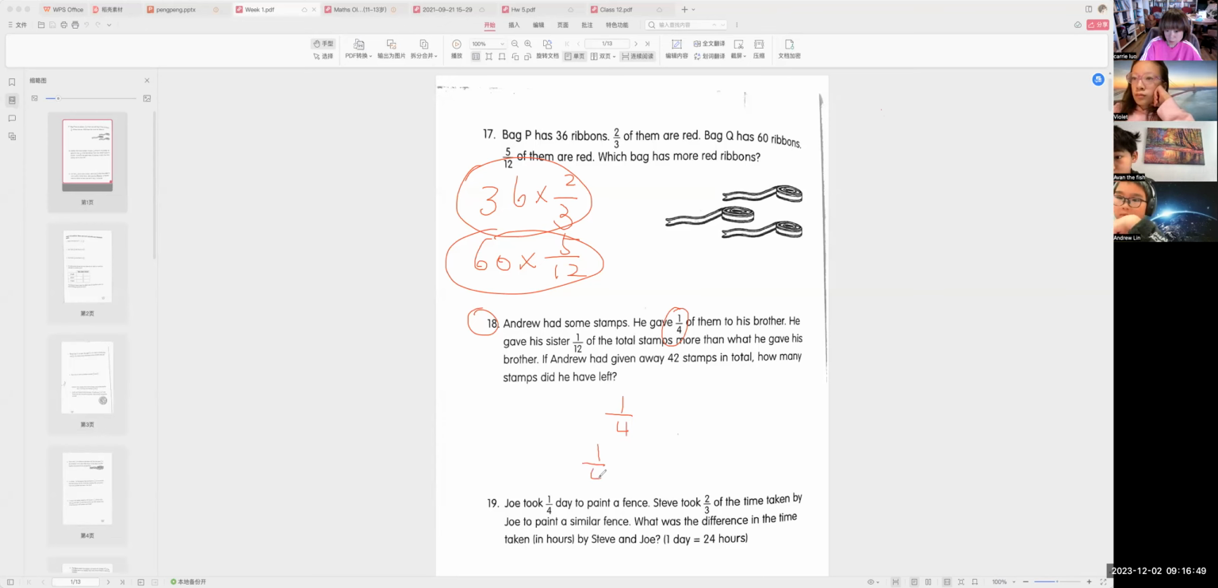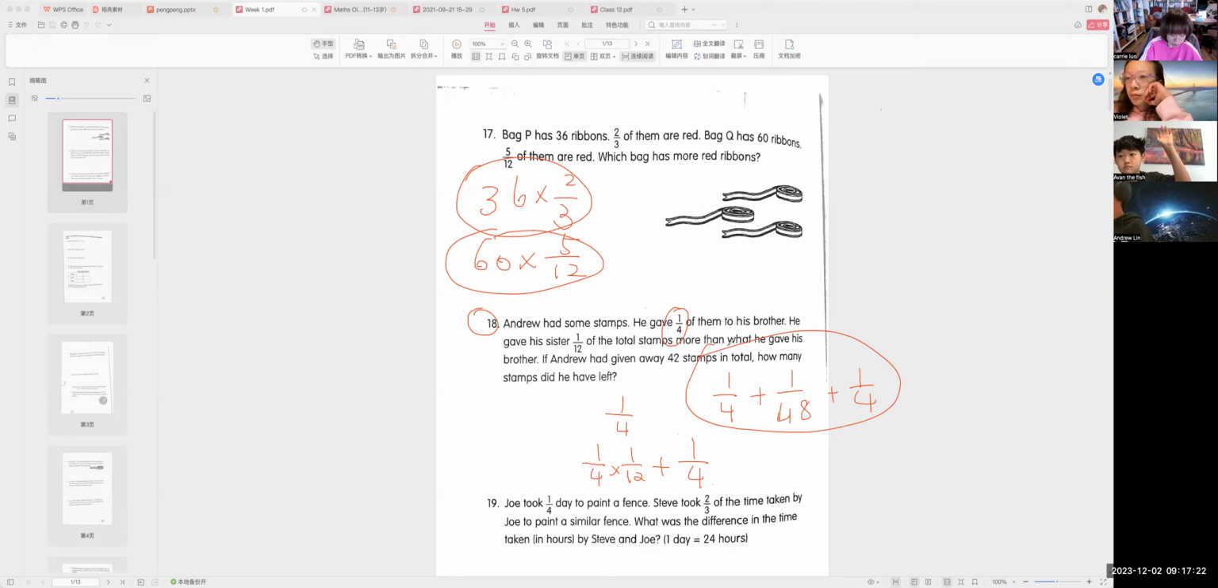Is it 1/4 times 1/12? That is the one he gave to his sister more than his brother, right? And plus 1/4. Correct, everybody? Okay, so if Andrew had given away 42 stamps in total, so I can just say this is 1/4 plus 1/12 plus 1/4. Correct? That is the total stamps.